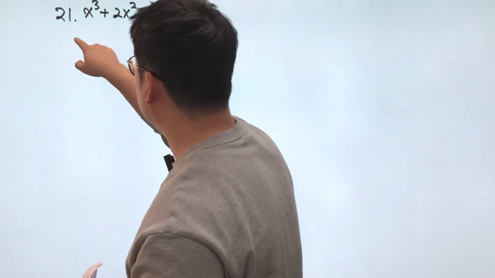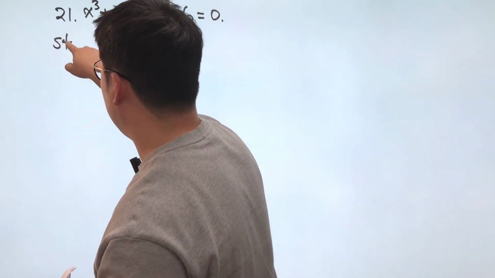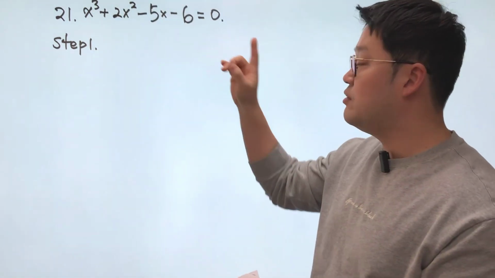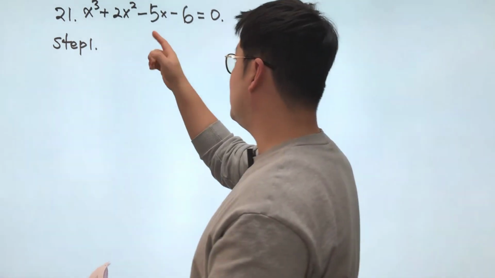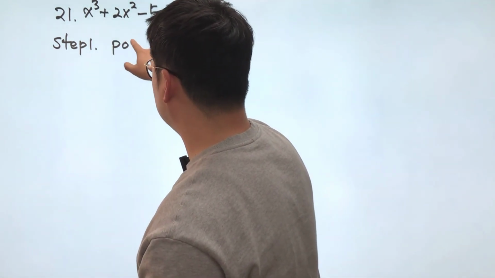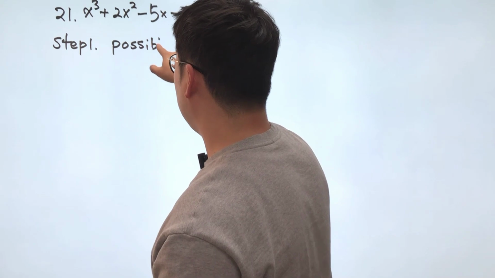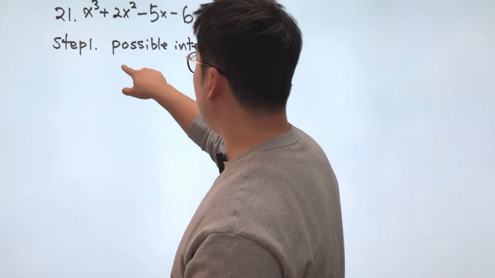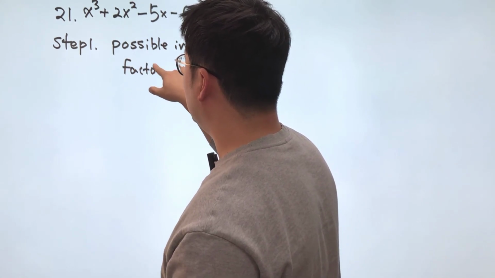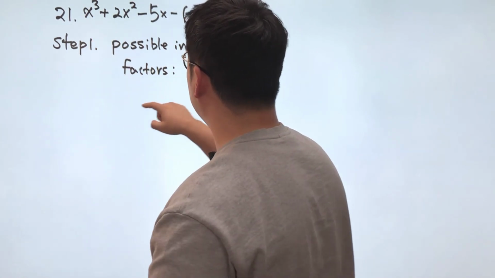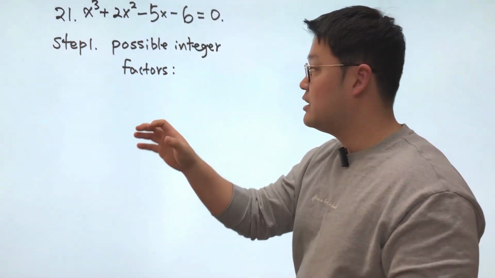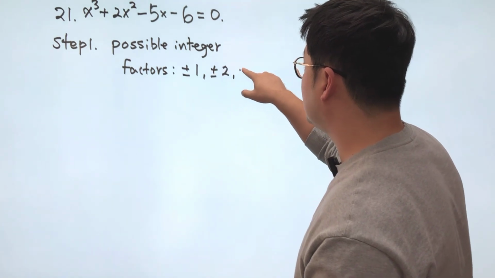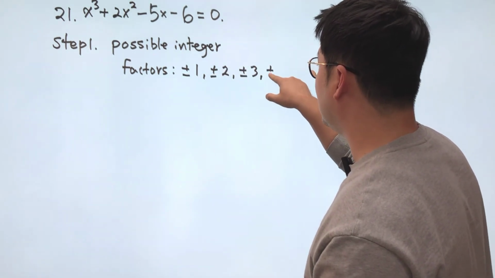So if you use the rational root theorem, step 1, the first step that we need to take is to find the possible integer factors of this polynomial. The reason we write possible integer factors is that the leading coefficient happens to be 1. So it's going to be factors of -6. It could be plus or minus 1, plus or minus 2, plus or minus 3, or plus or minus 6.